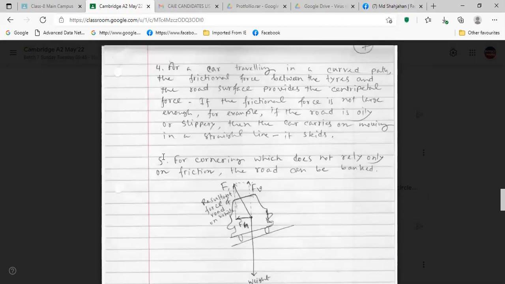For a car traveling in a curved path, the frictional force between the tires and the road surface provides the centripetal force. If the frictional force is not large enough, for example if the road is oily or slippery, then the car carries on moving in a straight line. It skids. Number 5: for cornering which does not rely only on friction, the road can be banked.